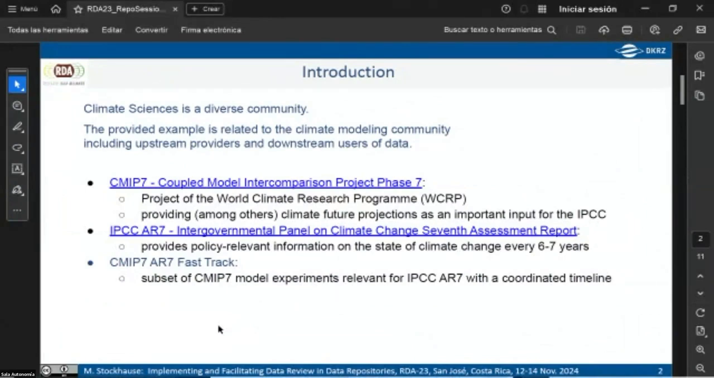So the example is related to the climate modeling community, and I will stress a bit of the upstream, downstream usage of the data because it's really embedded in a long workflow.